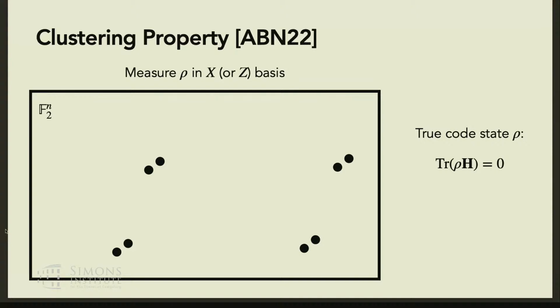We'll have a bunch of individual bit strings. There will be some that are close together, corresponding to two code states that differ just by a stabilizer. And then there will also be some that are far apart, actually linearly far apart, corresponding to the linear distance of our code.